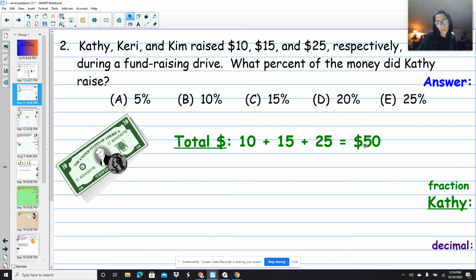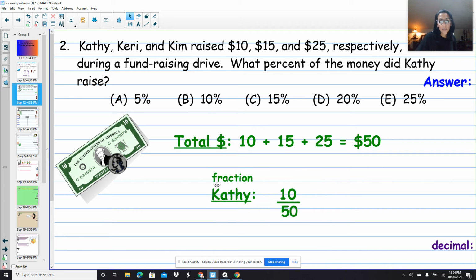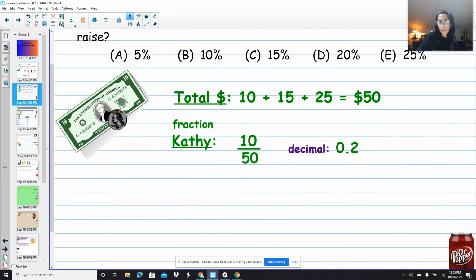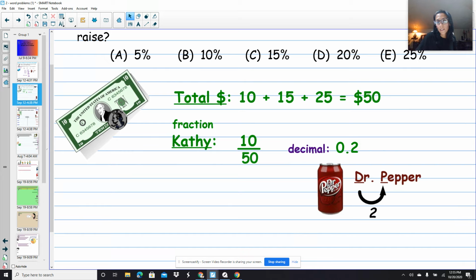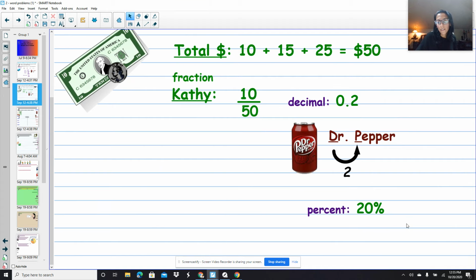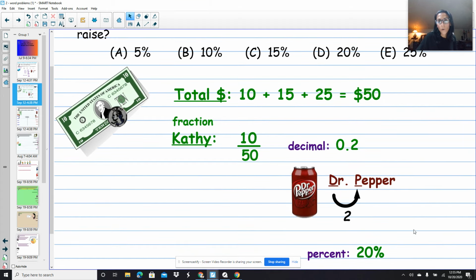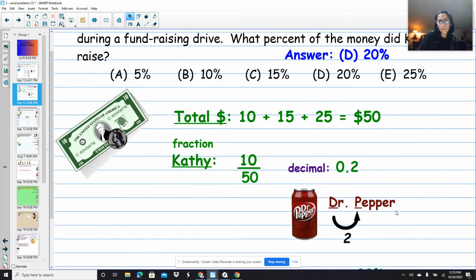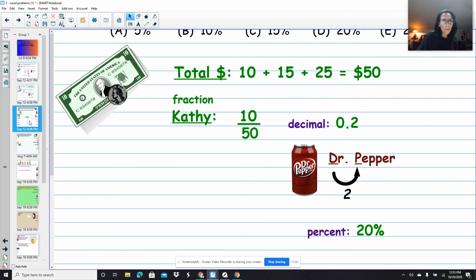Well, what's the part that Kathy raised? Kathy raised $10. So Kathy is the 10 out of 50. Okay, so that's the fraction. Now to convert a fraction to a percent, we convert it to a decimal by dividing down. And then to multiply by 100, you move it two places to the right. Two places to the right. Okay, so the percent that Kathy contributed or raised is 20%. Choice D. Okay, next up.